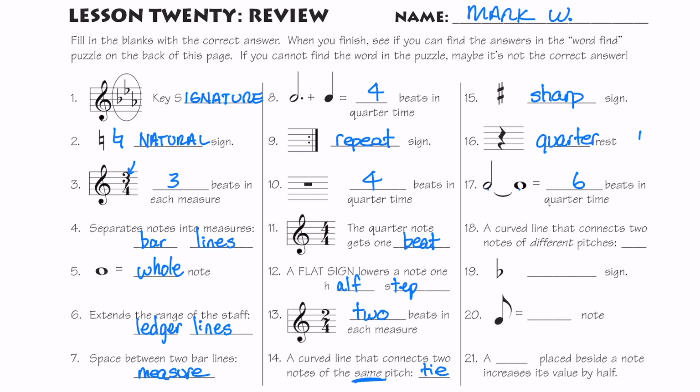A curved line that connects notes of different pitches is called a slur. We just did this, so it should be fresh. And then our other sign is a flat sign. Remember, a note that has a flag on it is called an 8th note. And then finally, what placed behind a note increases its value? A dot placed behind a note increases its value.